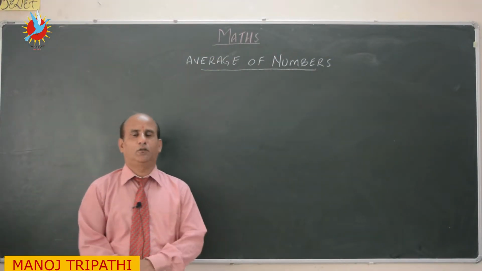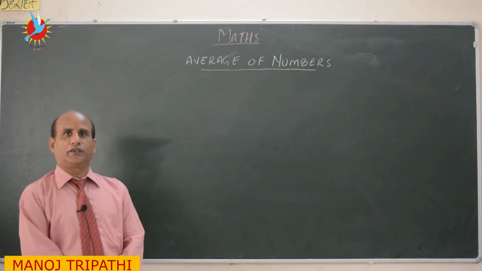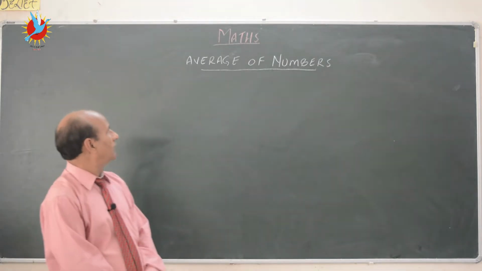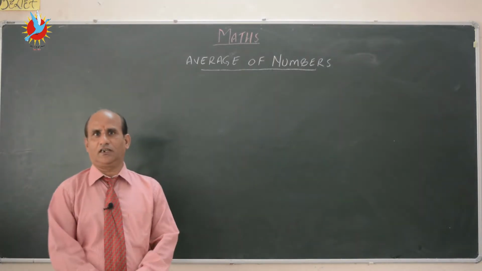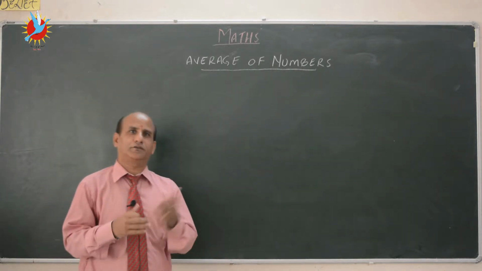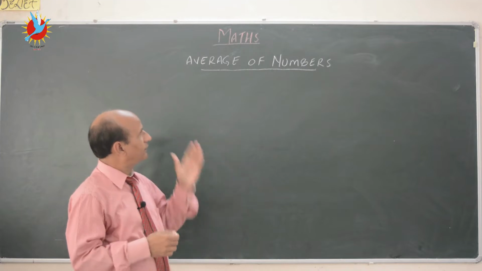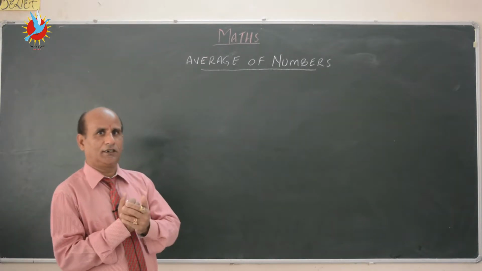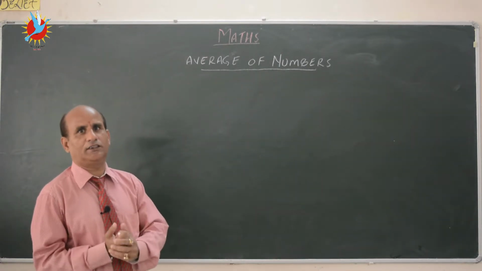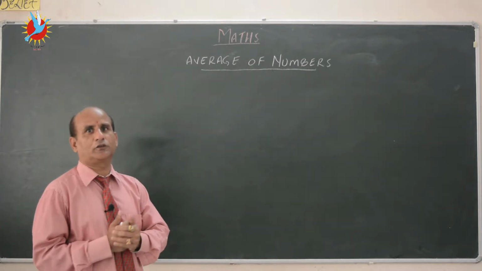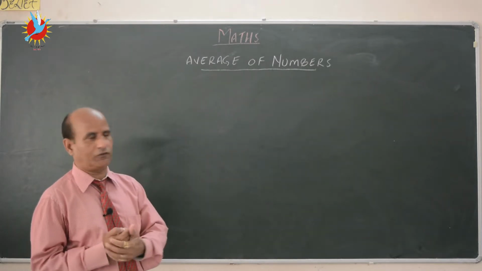Hello students, welcome again, and today we will discuss and study how to find the average of numbers and average of different things. Now we have three different formulas in this topic, so one by one we will discuss all these formulas and we will also find some examples on each formula.